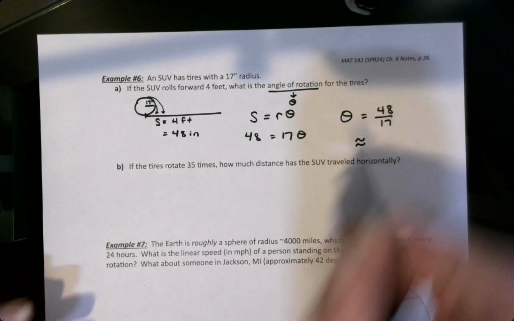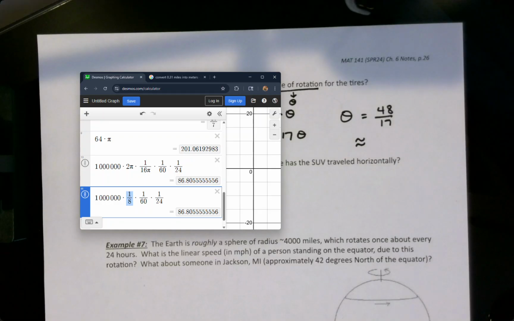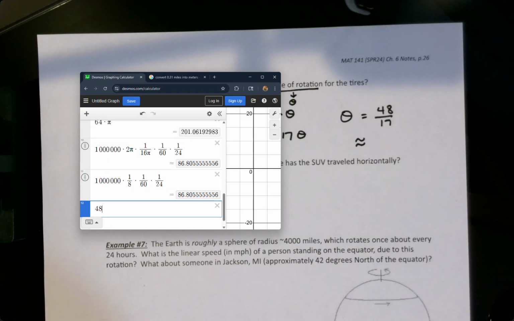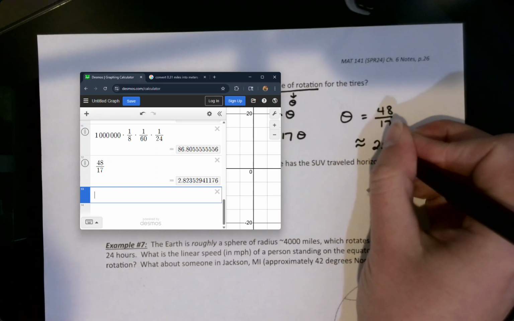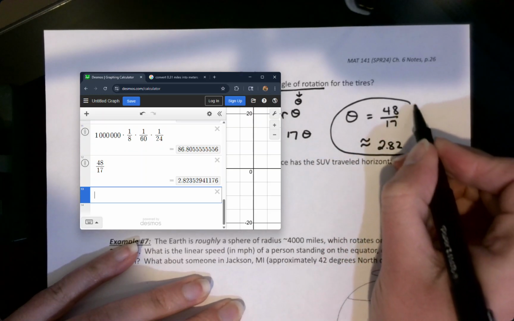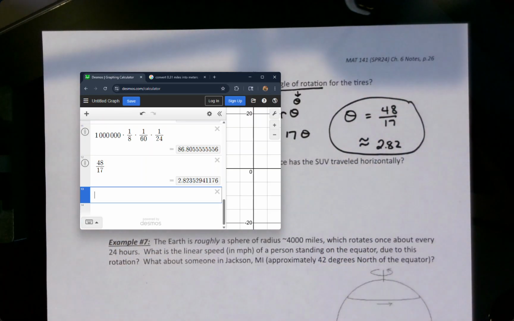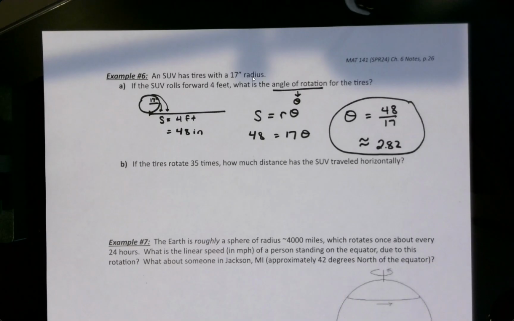or approximately, let's find out, 48/17 is an angle of approximately 2.82 radians. If we need to use this number again in the next piece, we'll of course use the exact value of 48/17 radians. All right, if the tire rotates 35 times, how much distance has the SUV traveled horizontally?